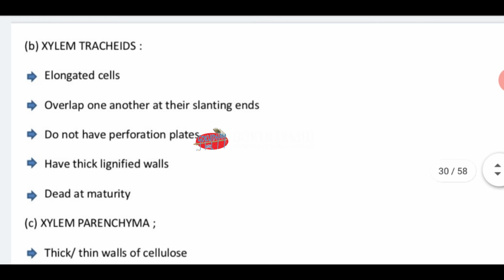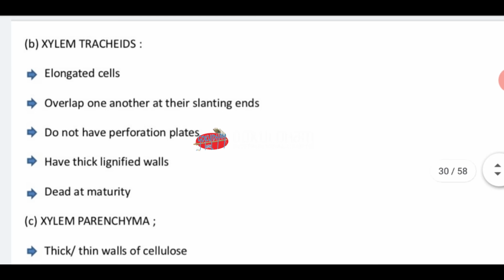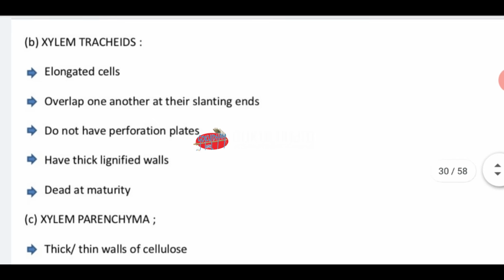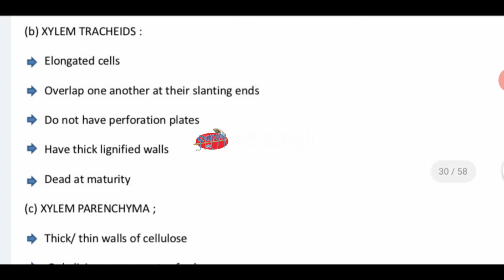Now next is xylem tracheids. Xylem tracheids are elongated cells and overlap one another at the sloping end. Means जो ये ट्रैकिड्स होते हैं वो एंड के नज़दीक एक दूसरे को ओवरलैप करते हैं, and do not have a perforation plate. The perforation plate is only present in the vessels, whereas in tracheids the perforation plate is absent. And the most important character of these tracheids is they have thick lignified walls and they are dead at maturity. Means जब वो mature होते हैं तब वो dead हो जाते हैं.